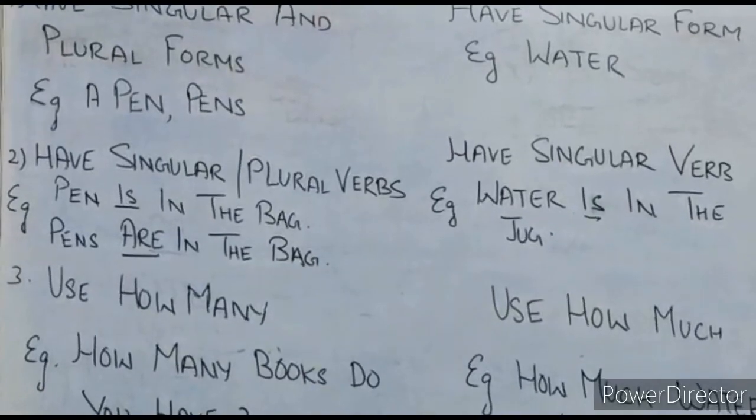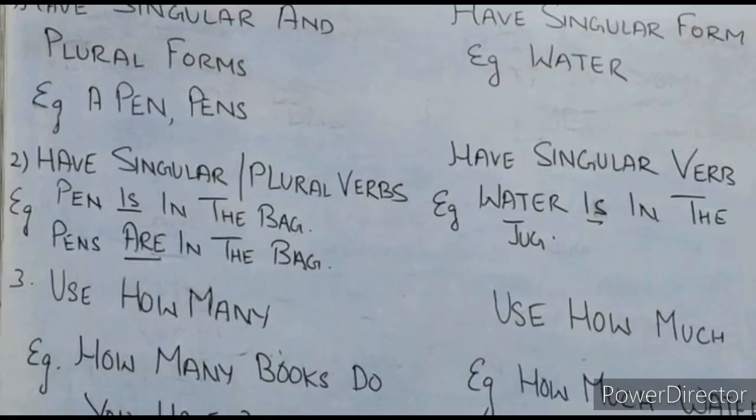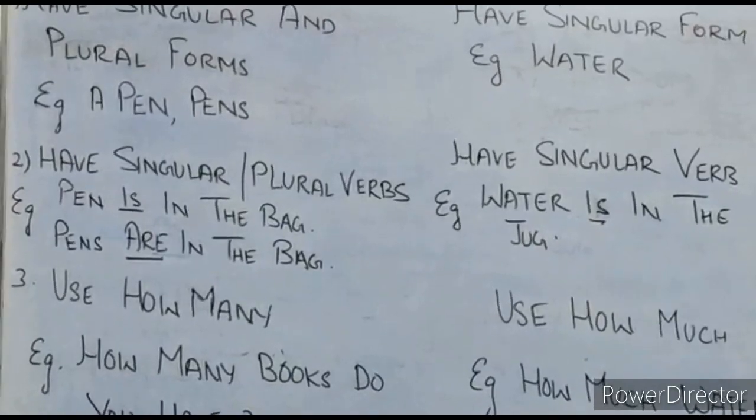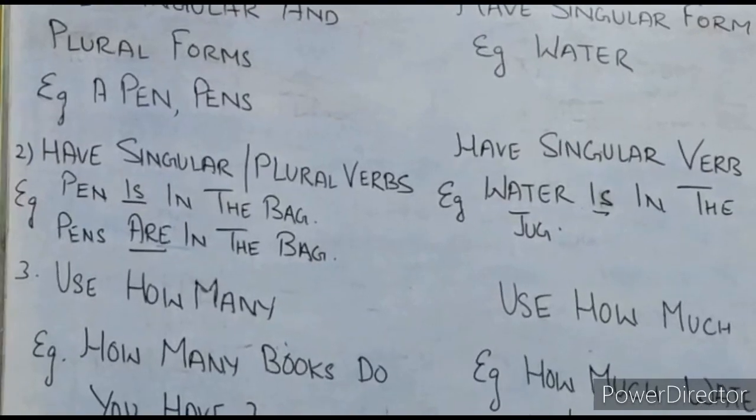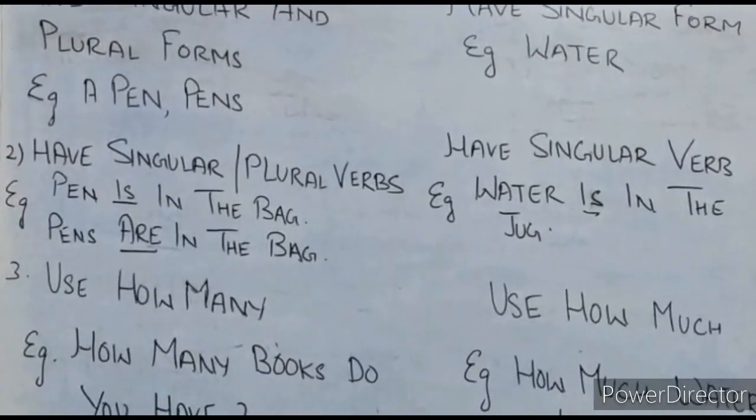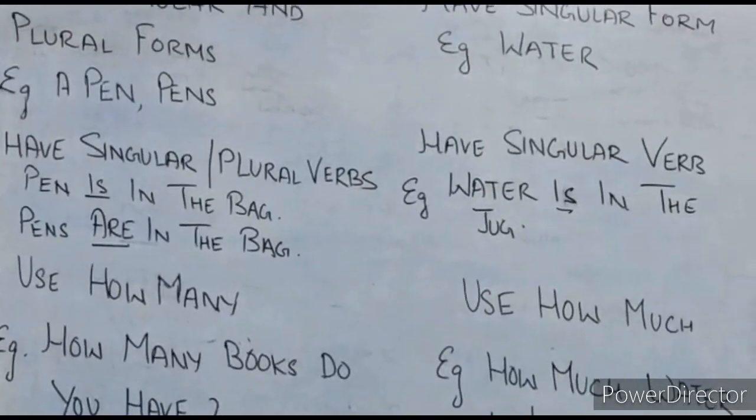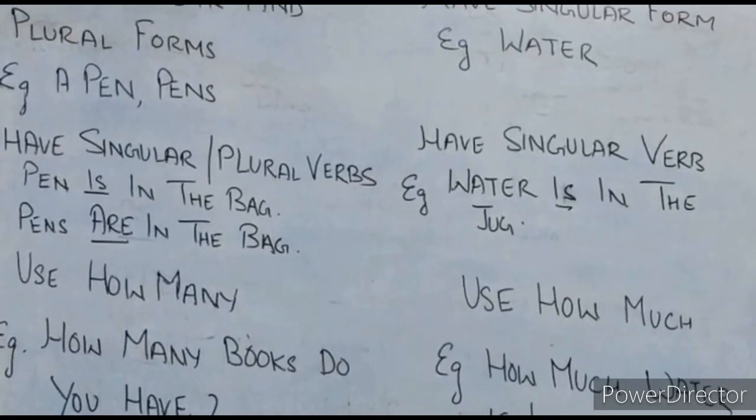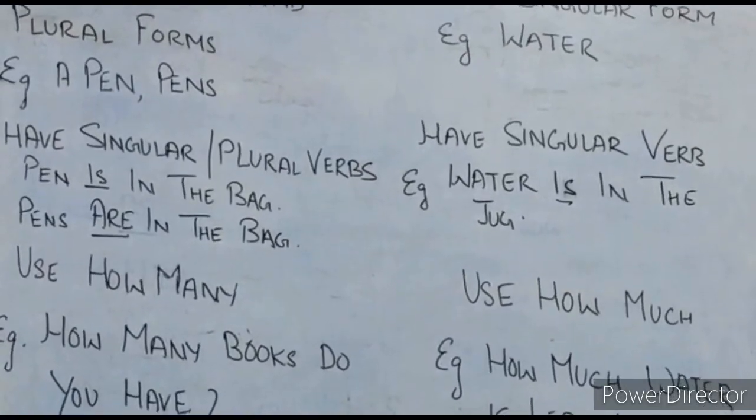Countable nouns have singular as well as plural verbs depending on the subject. Example, pen is in the bag. Singular is. Pens are in the bag. Are is plural. But in uncountable nouns, we always have singular verb, like water is in the jug.